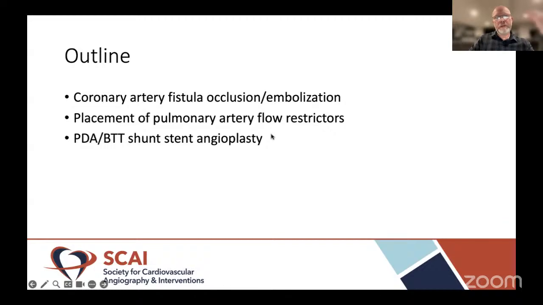So I want to talk about a few different more rare or complex types of interventions that we do run into and see. I think we've talked about these a lot. We often run into questions, or there are a lot of questions that get raised about it. So I thought we would cover some of these topics: coronary artery fistula occlusion or embolization, placement of any pulmonary artery flow restrictors, and then stent angioplasty of either a PDA or a BT shunt, in either case, in the scenario of providing pulmonary blood flow.